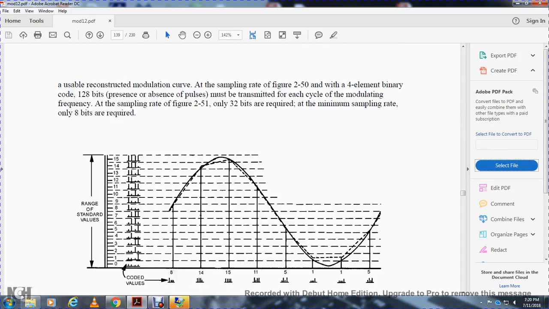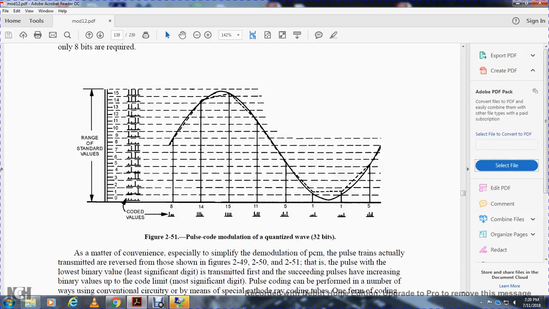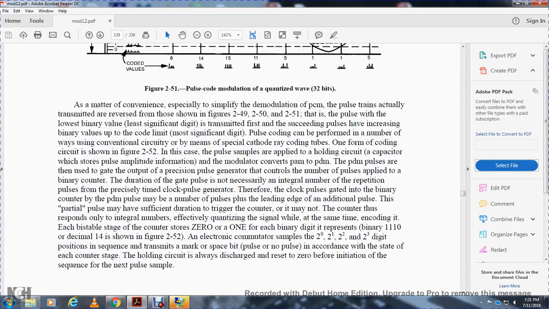Our range of standard values is 0 to 16 code values. As a matter of convenience, especially for simple demodulation of pulse code modulation, the pulse train is actually transmitted in reverse from that shown in figures 249, 250, and 251. That is, the pulse with the lowest binary value, the least significant digit, is transmitted first, and succeeding pulses increase in binary value up to the code limit, the most significant digit. Pulse coding can be performed with a number of conventional circuits, spun to the specific code rate. One form of coding circuit, the coding tube, is shown in figure 252, in which the pulse samples are applied to a holding circuit capacitor, which stores the pulse amplitude information.